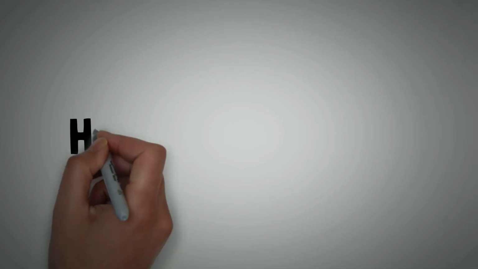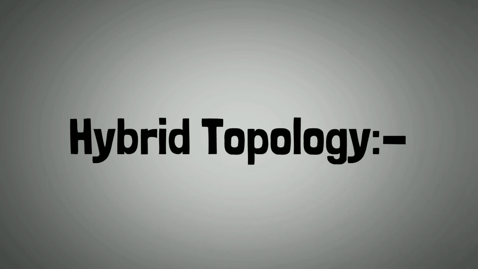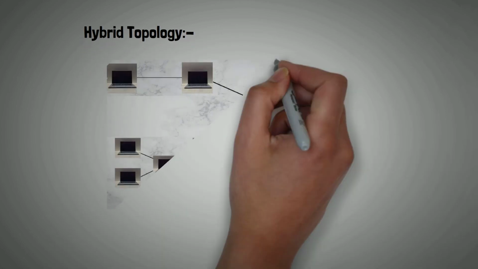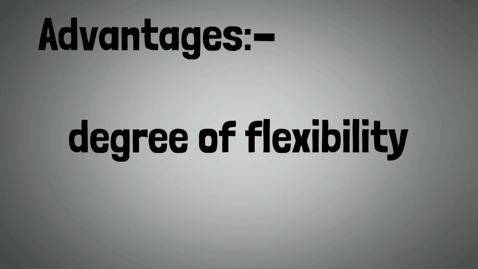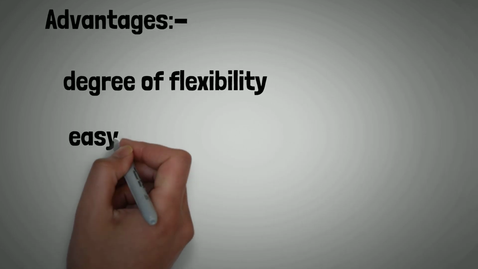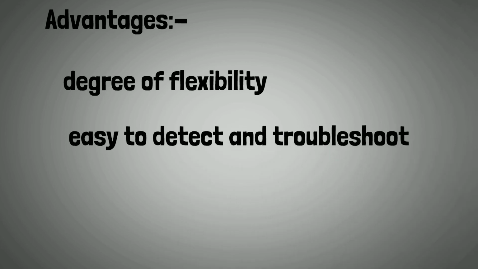The last topology is hybrid topology. A hybrid topology is a combination of two or more topologies, and it is commonly used in large companies where each department has its own specific topology according to its needs and network usage. An advantage of hybrid topology is the degree of flexibility it provides, and it's easy to detect and troubleshoot. It's also scalable. The disadvantage of the hybrid network is that it's complex in design and costly to build.